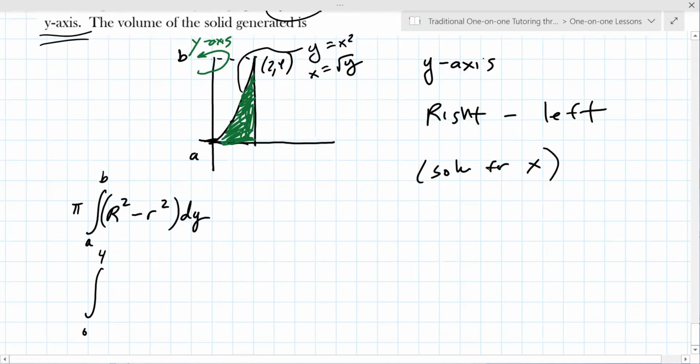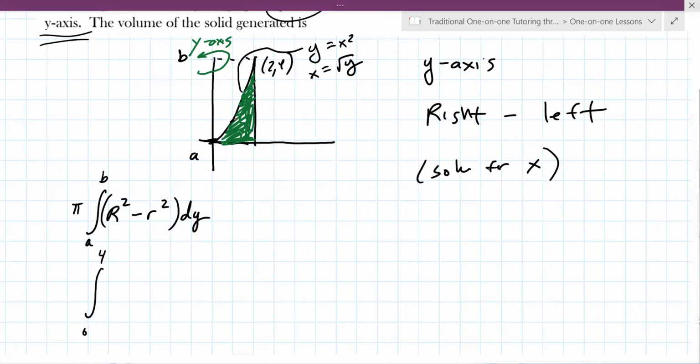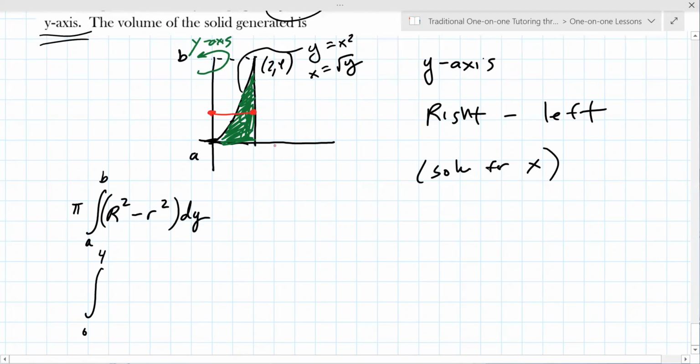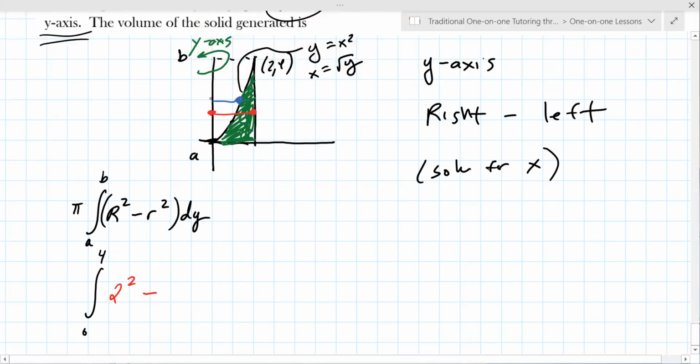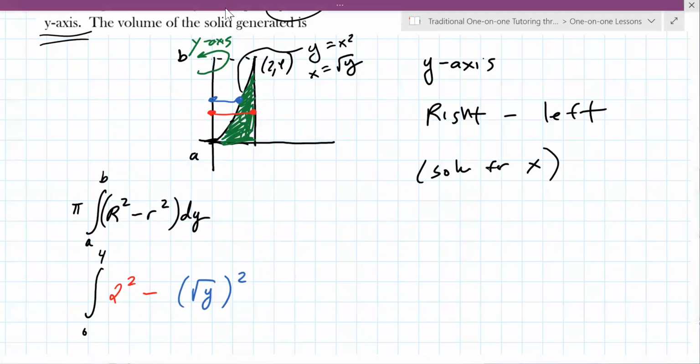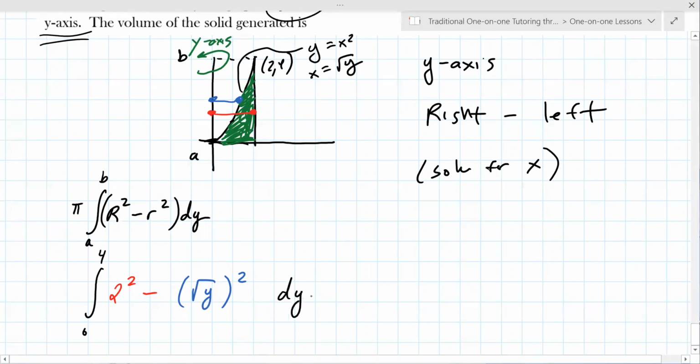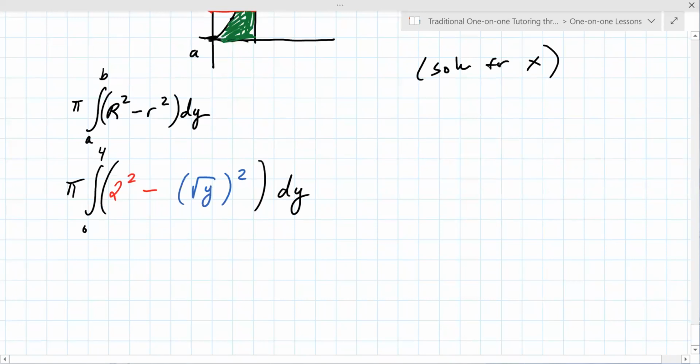Your big R is the right. That's always this right here. It's always the 2. It's always a distance of 2. And then your little r is the one that's changing. It's the one that we just mentioned here. It's the square root of y squared. And there's a pi here. So would you give this a try integrating from here and letting me know your final answer?